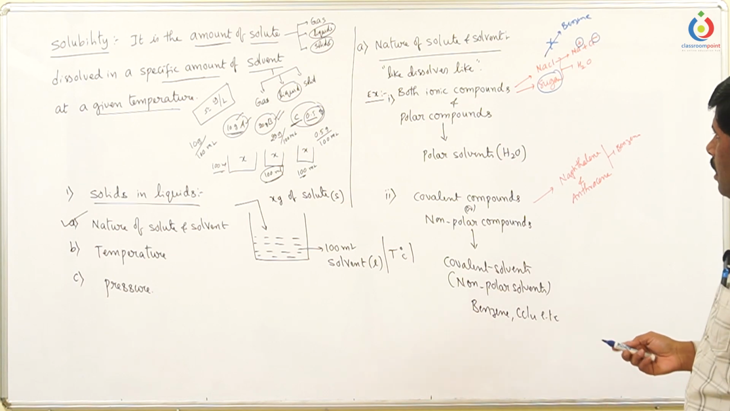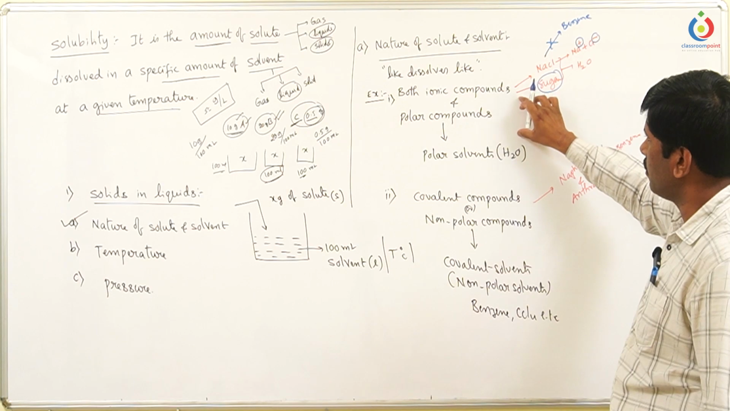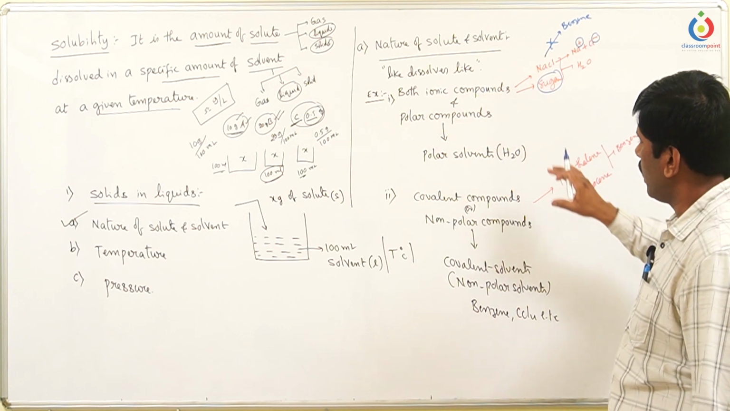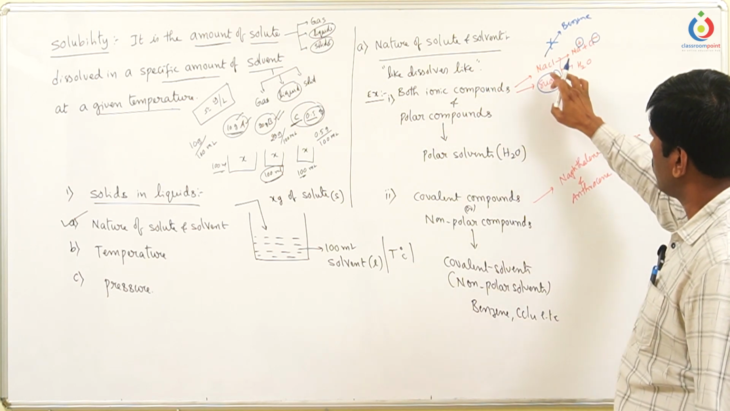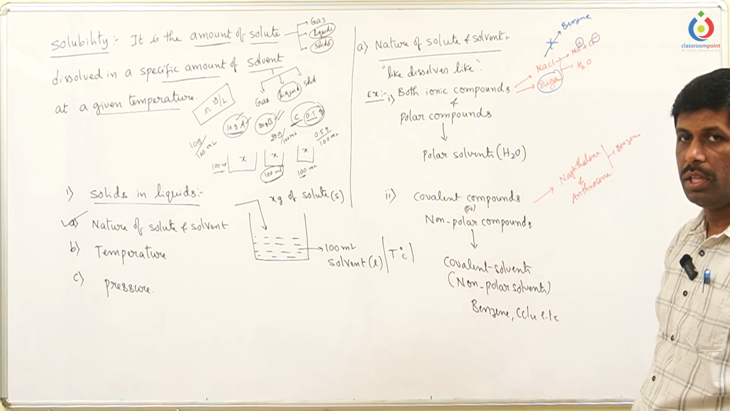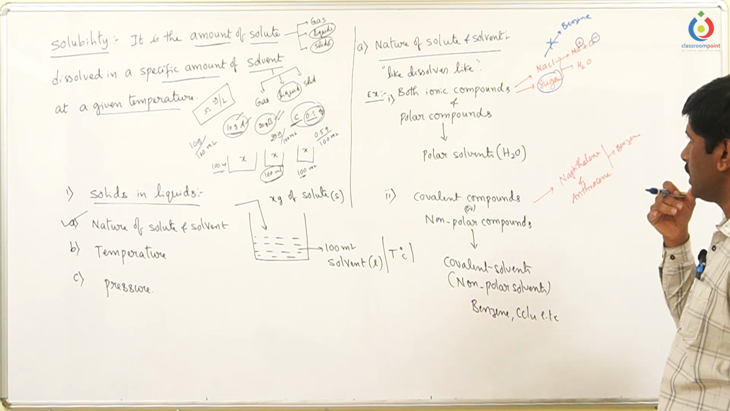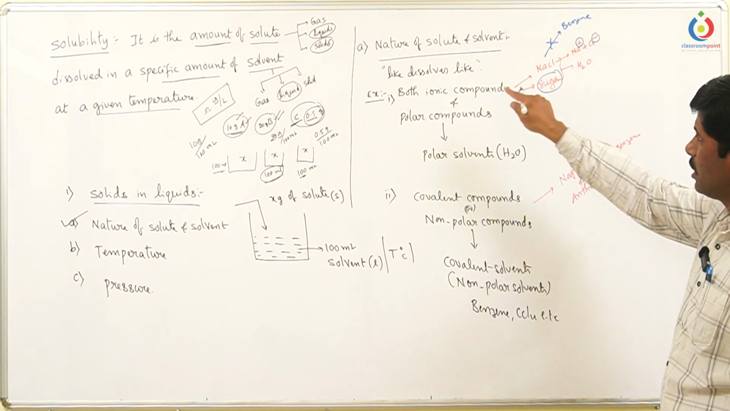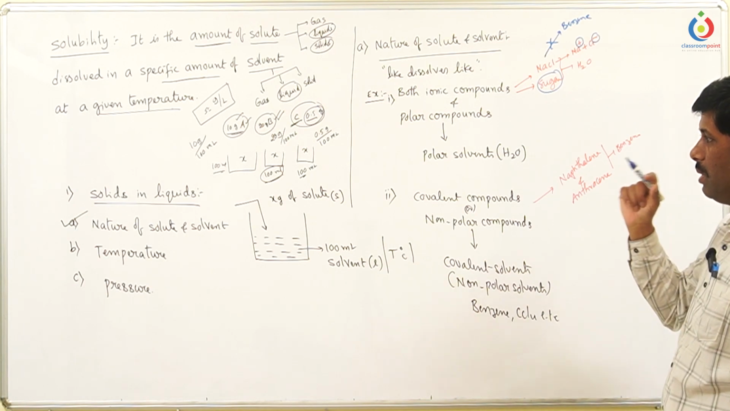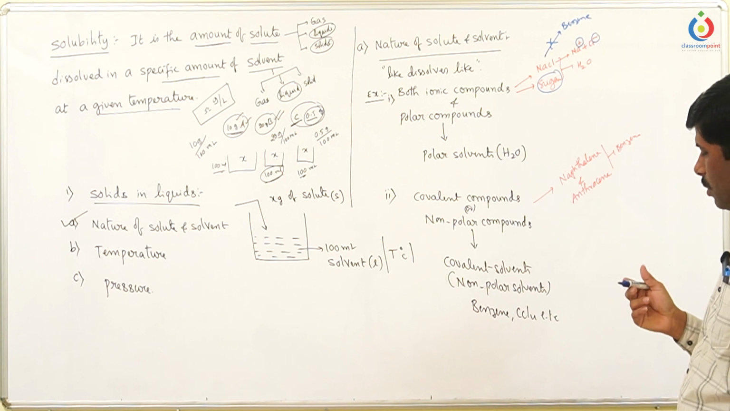So that says that if the nature of both compounds, solute and solvent, is the same, they are more soluble. And if the nature is dissimilar, for example here an ionic compound, here a covalent compound, NaCl is insoluble in benzene because it is an ionic compound and this is a covalent compound, the nature is different. That is the reason why we say that like dissolves like. That means if they have the same nature, then their dissolution is more.